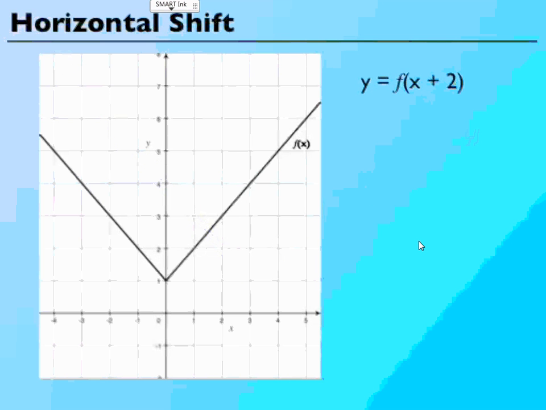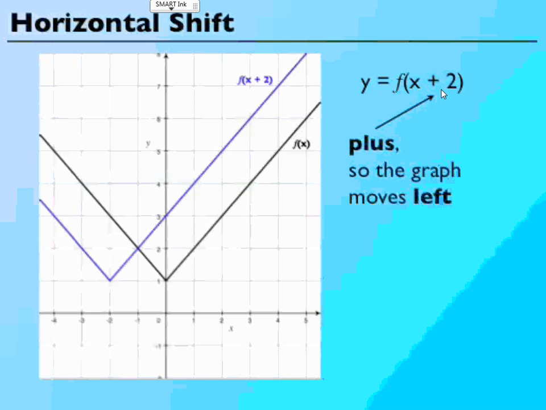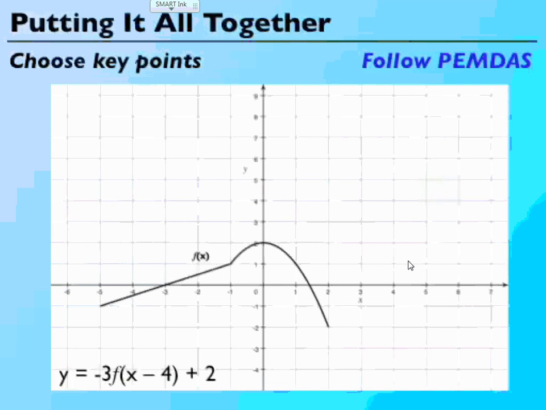The next problem, f of quantity x plus 2. Now this is going to move the graph to the left 2 units. So if you had your points over here, like this point right at the vertex, you'd just move it to the left 2 units to figure out where the new function is going to be. Remember, the addition here inside the parentheses moves the graph to the left.